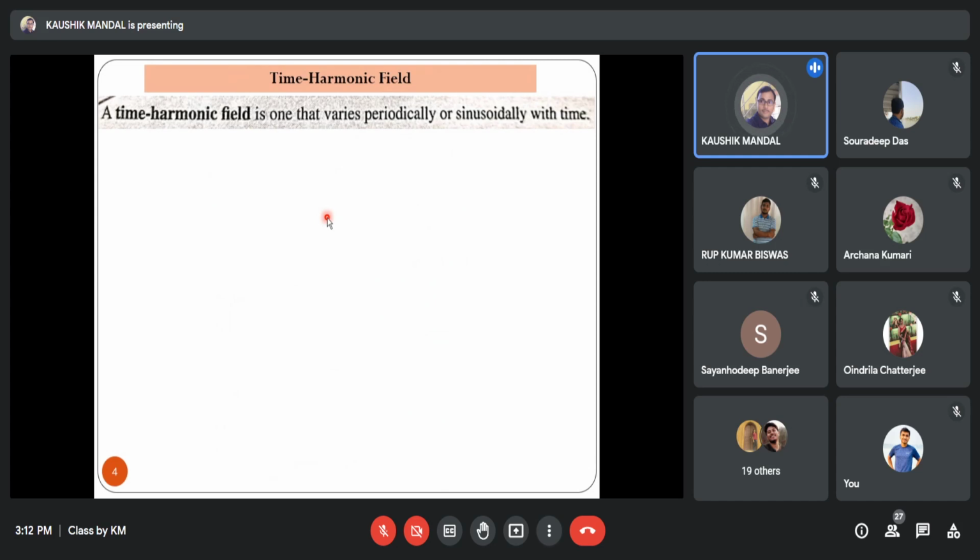Now, before starting the derivation of wave equations in free space or in some medium, we will discuss the time harmonic field, because we have considered the electric field and magnetic field as sinusoidal, and we have seen that when it enters some medium, its amplitude is attenuating. So we have to discuss the time harmonic field. Time harmonic field means it is varying periodically or sinusoidally with respect to time.